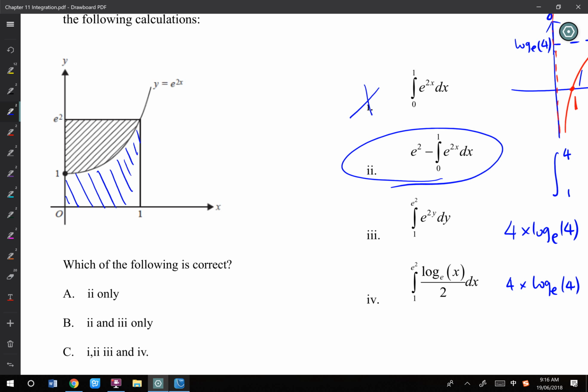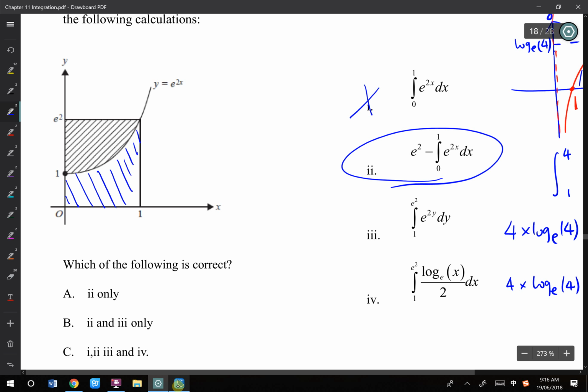Let's look from a different way. As I said, rotate your paper anti-clockwise 90 degrees. So your x-axis becomes the vertical one. I need to make x the subject. So 2x equals log e y, and x equals a half. You can write that down: x equals a half of log e y.